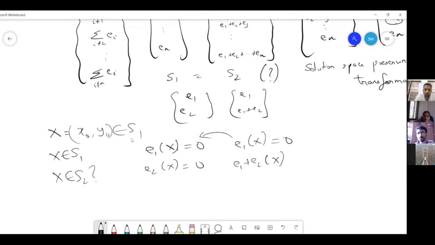Is E1 plus E2 of x the same as E1 of x plus E2 of x? Yes, you're able to see, right? Because any equation has an x part, a y part, and then the constant part. So when you take E1 plus E2, you add the constants, you add the x, and you add the y.